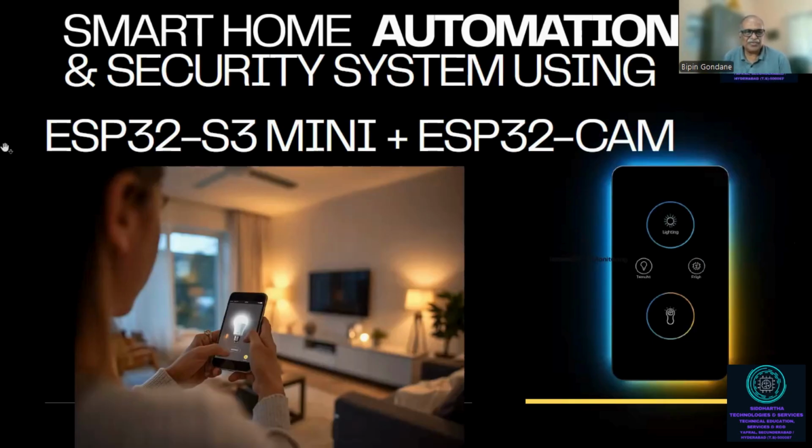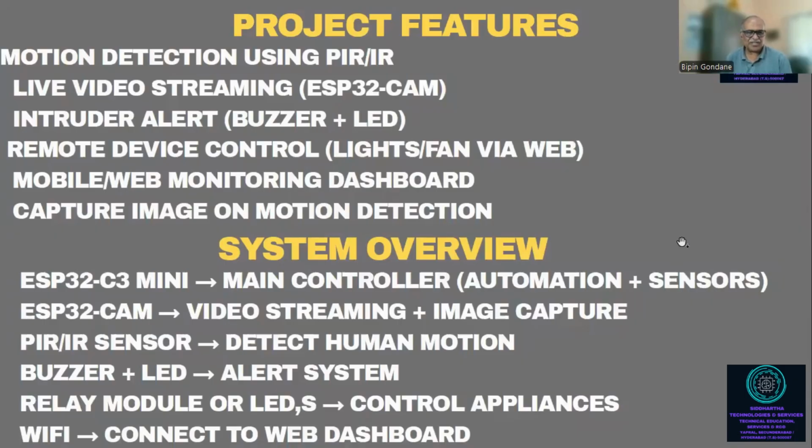Here, what I have done is I have used two ESP32 boards. That is the main difference. I've used one ESP32-S3, or we can use C3 also, that is mini or super mini. And I've also used an ESP32-CAM module. So this project is using both modules. We will discuss, then go to our labs and see how it works. All right.